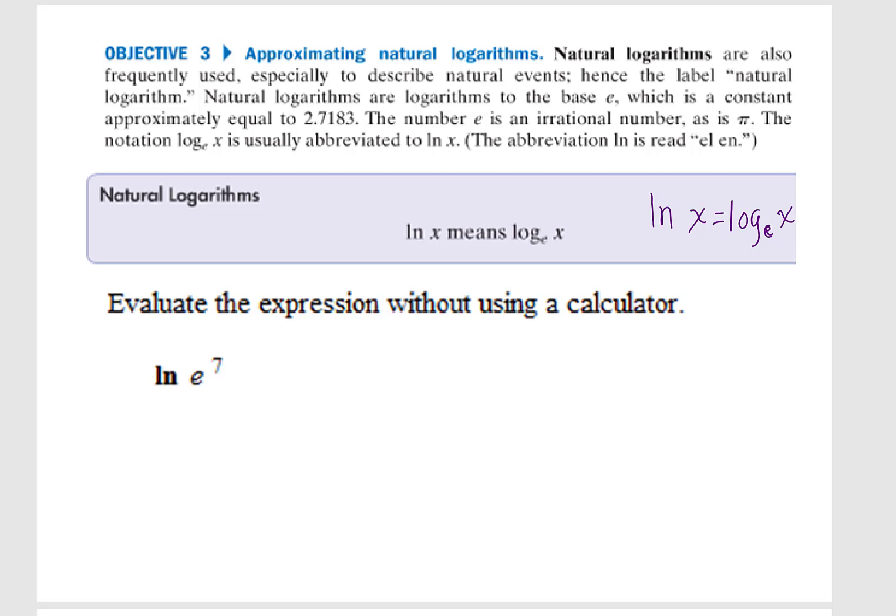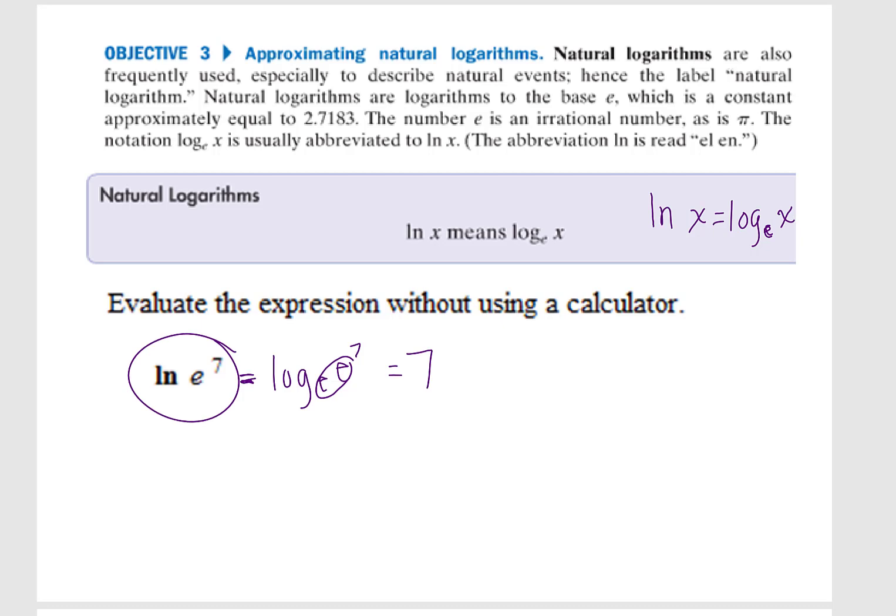So right here, if I have ln of e to the 7th power, it's the same thing as log base e of e to the 7th power. Well, remember what happens there? My bases are the same, right? So this would be equal to 7.